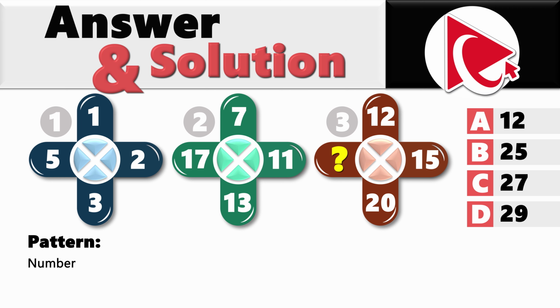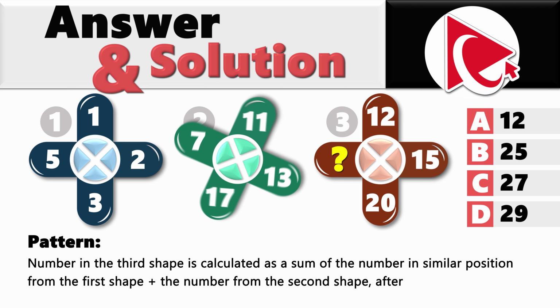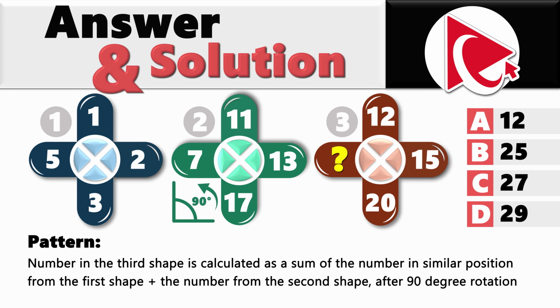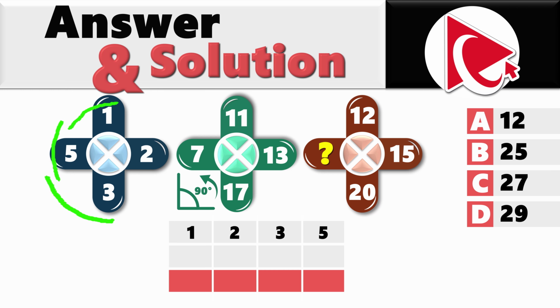In fact, the number in the third shape is calculated as a sum of numbers in similar positions from the first shape, plus the number from the second shape after the 90-degree rotation. Let me explain it to you in 3 simple steps. Let's build a simple table. Each shape has 4 numbers, which means that our table needs 4 columns. The first row will have numbers from the first shape, the second row will have numbers from the second shape, and the third row will have the calculated numbers.